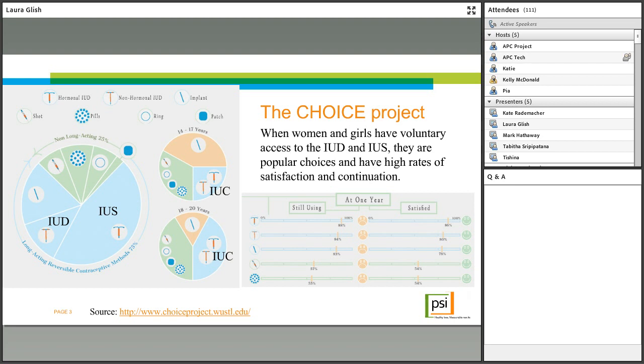So one study that Mark has already mentioned that shows us how women who have access to the IUS and the IUD feel about choosing the method, about using the method, and about continuing the method is the CHOICE project. During this study, women were given free access to the method of their choice after comprehensive counseling. And you can see here that over half of them chose either an IUD or an IUS. Even among youth, 20 years and below, the intrauterine contraception, both the IUS and the IUD, were very popular choices. As Mark mentioned, these methods have high continuation rates and high satisfaction rates among users of all ages.